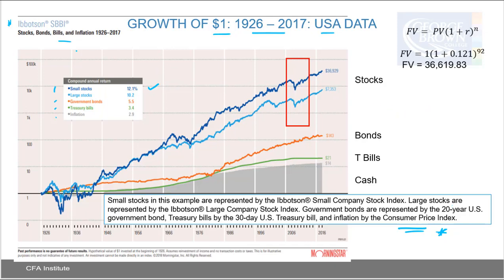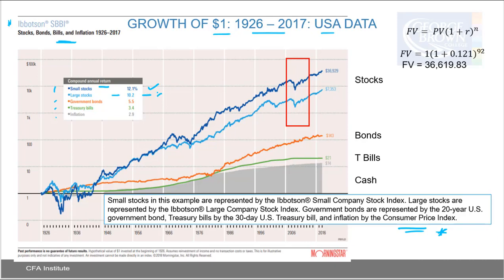So again, if you Google search Ibbotson SBBI yearbook, you can usually find a PDF for this publicly on the internet, okay? So what it's showing here is that the compounded annual rate of return on small stocks from 1926 to 2017 has been 12.1%, okay? And on large stocks, 10.2%.